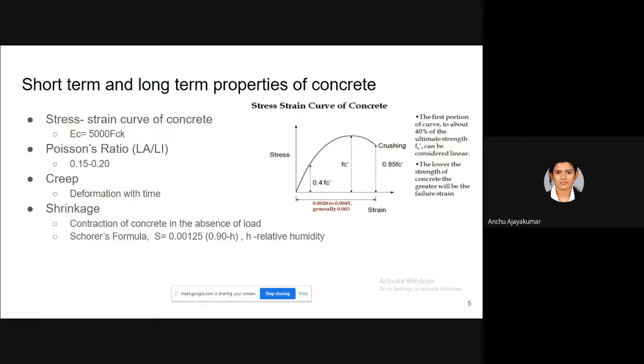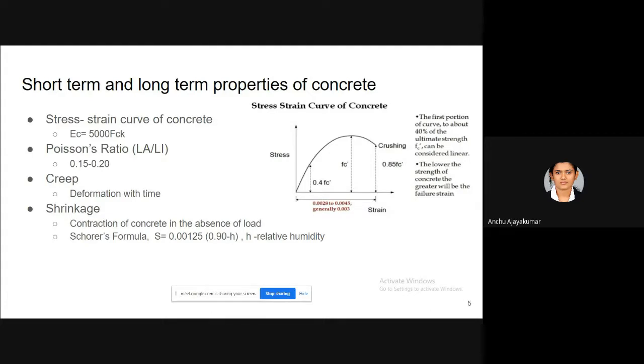Next is shrinkage. The contraction of the concrete in the absence of load is known as shrinkage. It is like having a smiley ball in your hand: you press it, it gets deformed, and when you release your fingers, it comes back to the original shape, right? The same property happens in concrete also. It will contract when the load is applied, and it will return back after the load is removed. That is shrinkage.